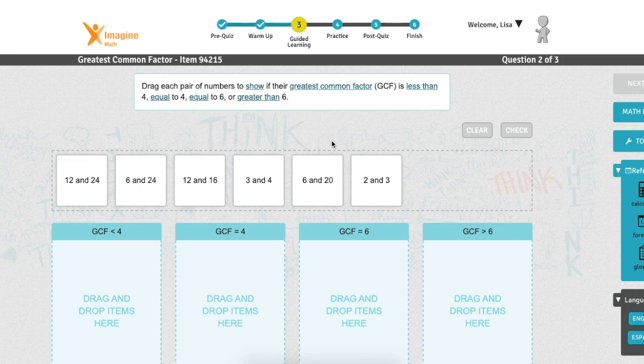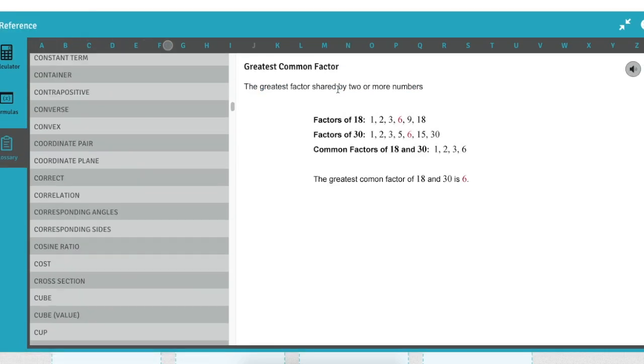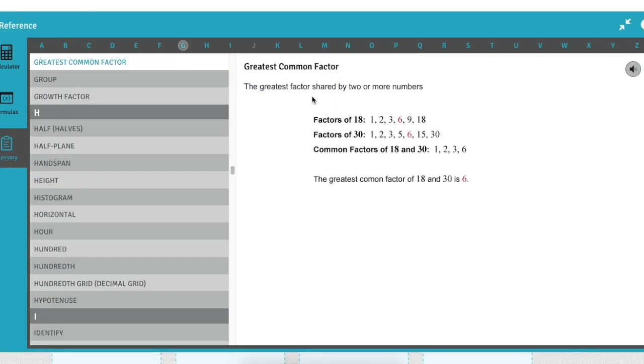Now we haven't talked about greatest common factor yet, although that is the topic for this unit. So let's look at what greatest common factor means. The greatest common factor is the greatest factor shared by 2 or more numbers.